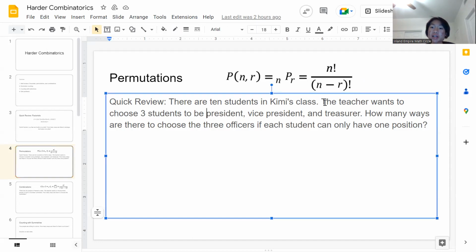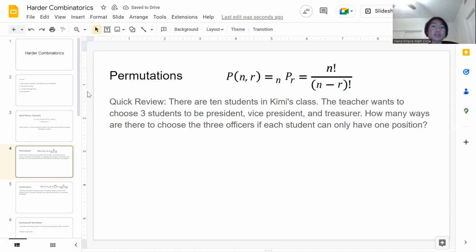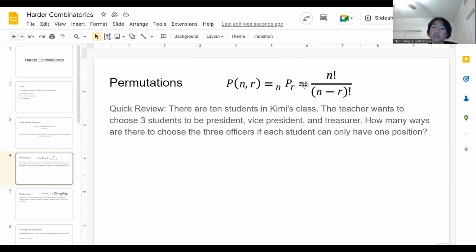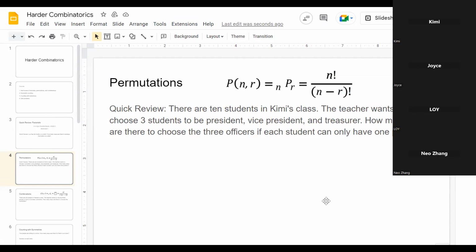There are 10 students in Kimi's class. The teacher wants to choose 3 students to be president, vice president, and treasurer. How many ways are there to choose the 3 officers if each student can only have 1 position? This problem is different from the earlier problem we had with the books. So how is it different? Anyone have any idea why we'd use the permutation here instead of just the simple factorials? You guys can use the chat too. You can unmute or use the chat.